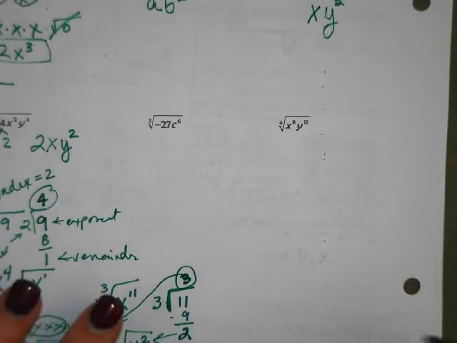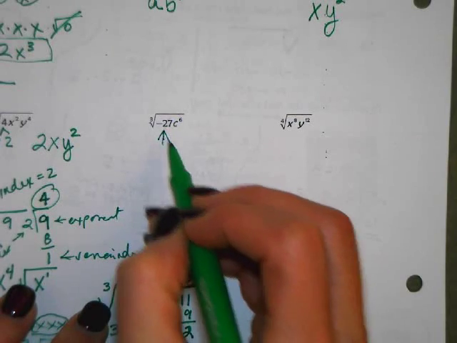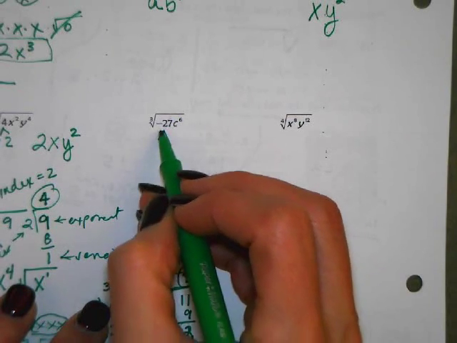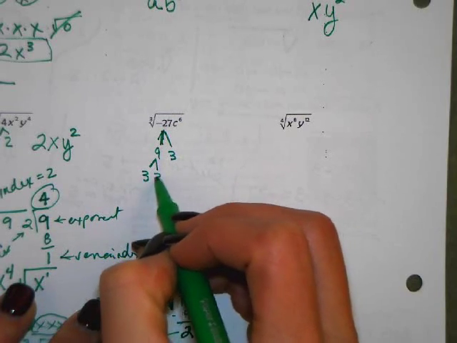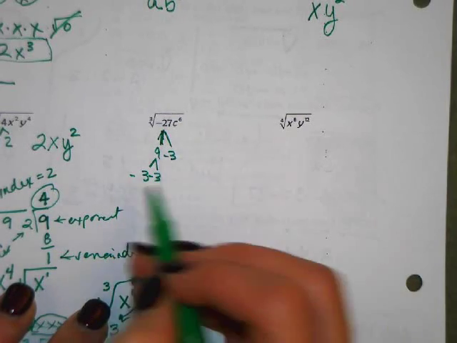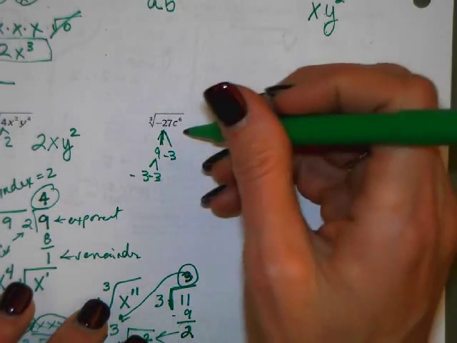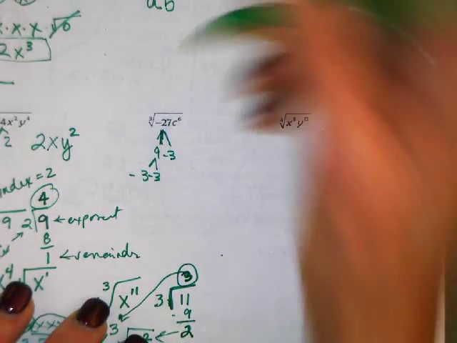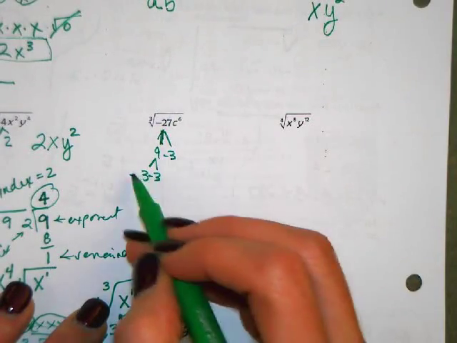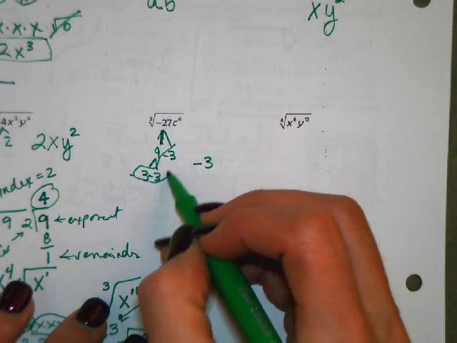Okay. Negative 27. What would be my values for negative 27? Let's do 9 and 3, and then 3 and 3. They all have to be negative, because that's going to give me my negative 27, right? Alright, so then I'm looking for the cube root, so I'm looking for groups of 3. So I have 3 negative 3's, right? So I can bring that out. So this is all 1.